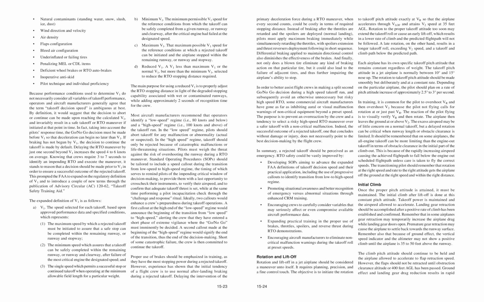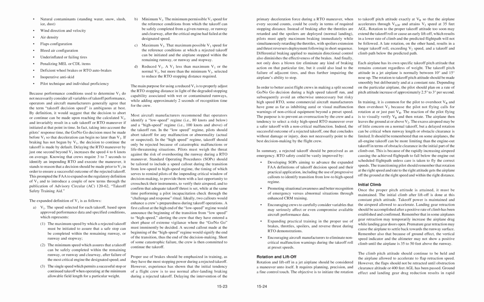A late rotation, on the other hand, results in a longer takeoff roll, exceeding V2 speed, and a takeoff and climb path below the predicted path. Each airplane has its own specific takeoff pitch attitude that remains constant regardless of weight. The takeoff pitch attitude in a jet airplane is normally between 10 degrees and 15 degrees nose up. The rotation to takeoff pitch attitude should be made smoothly but deliberately and at a constant rate. Depending on the particular airplane, the pilot should plan on a rate of pitch attitude increase of approximately 2.5 degrees to 3 degrees per second.